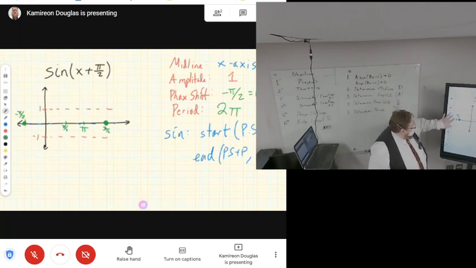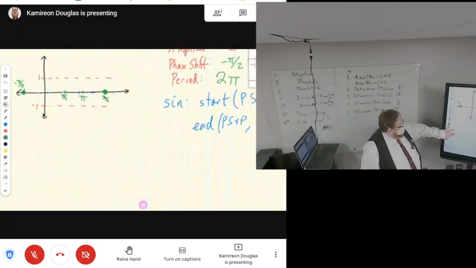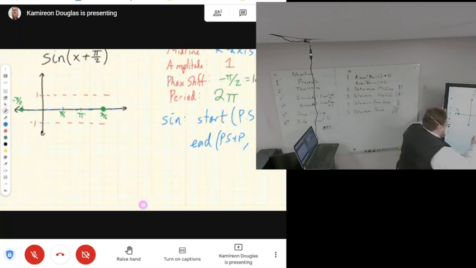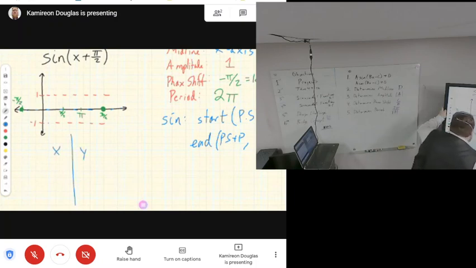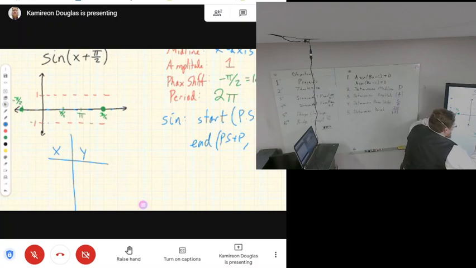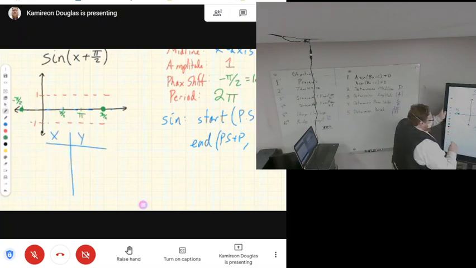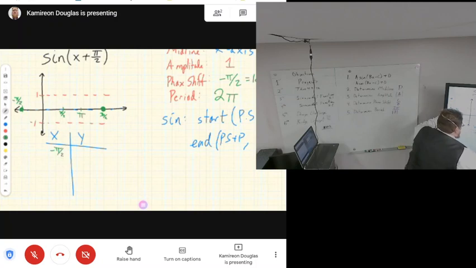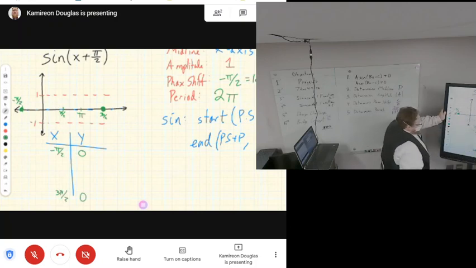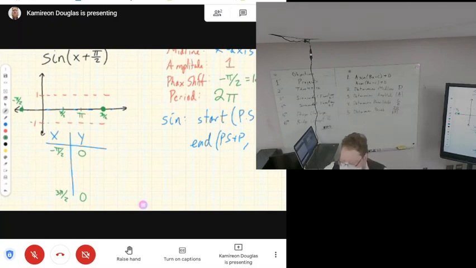I'm going to scroll down just a little bit to give you some room to work with here so I can make my little table like I did before. Okay, my table was X, Y. This thing is going to start at negative pi over 2, comma, 0. It's going to end at positive 3 pi over 2, 0. Let's look at the pieces. Next thing I'm going to ask.